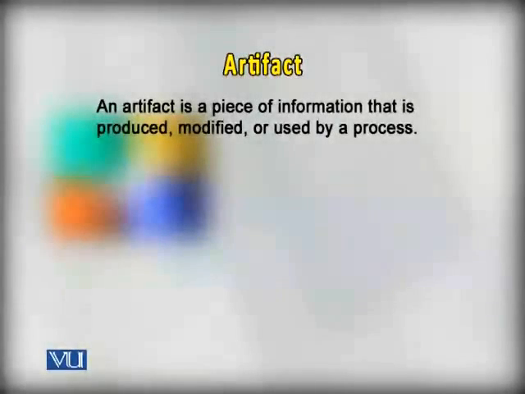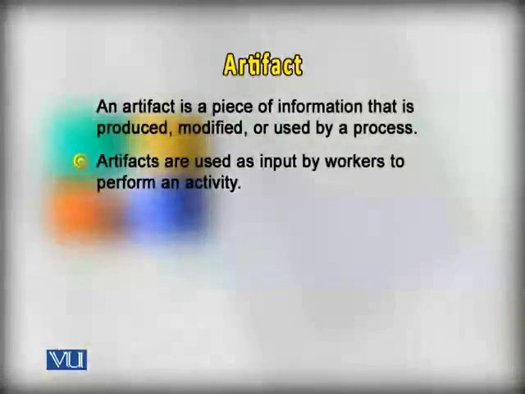Now I would like to discuss the concept of artifact, because this is a new concept which we have not discussed previously. Artifact is basically a piece of information produced, modified or used by a process. This artifact is a RUP specific term, but nowadays the artifact concept is also used by other software process models. The importance of artifact is that the artifacts are the output of one phase, and they basically become the input of the next sequential phase or the next concurrent phase.